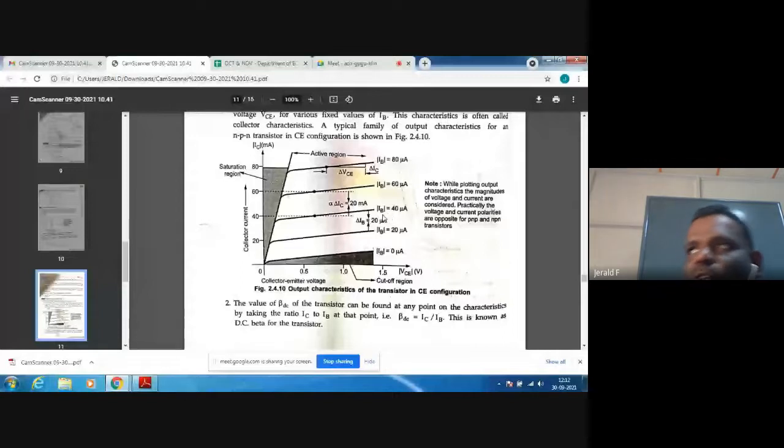IB current is the input we are going to note. We vary the output and note the input. So the same thing. What is this region? That is called the cutoff region. This one, what is the region? That is called the saturation region. In this region, that is called the active region.